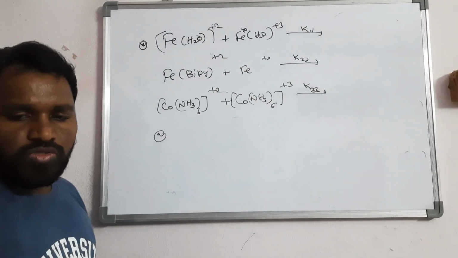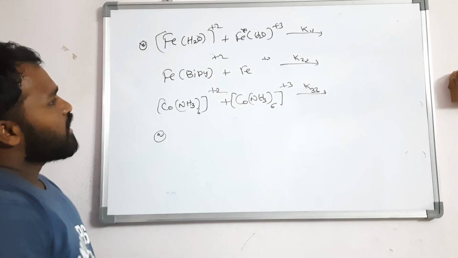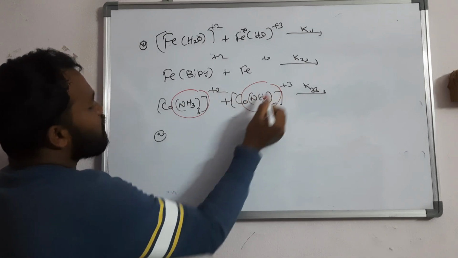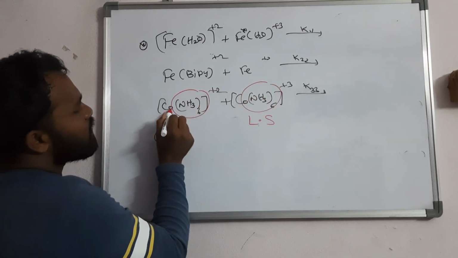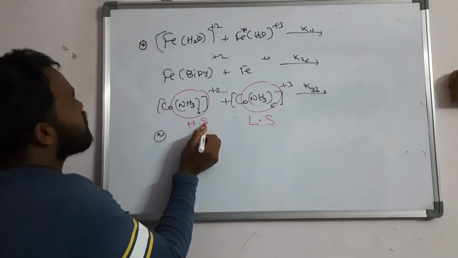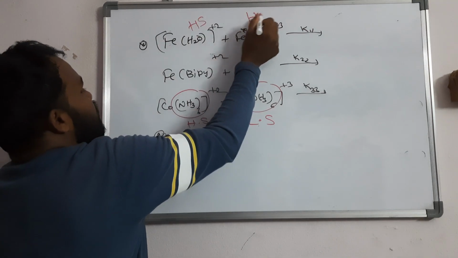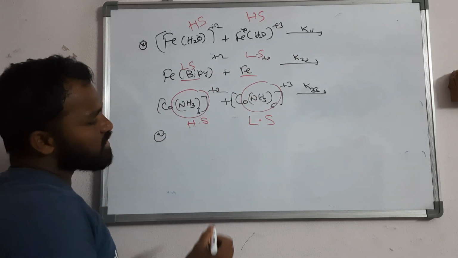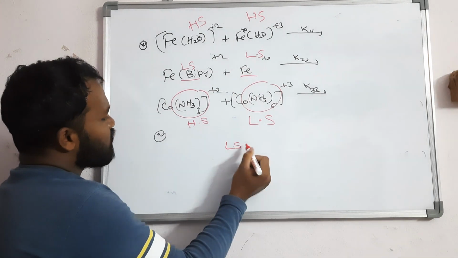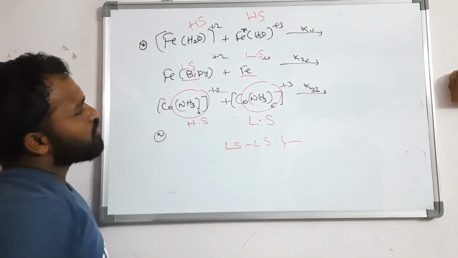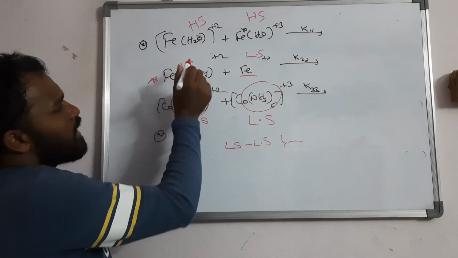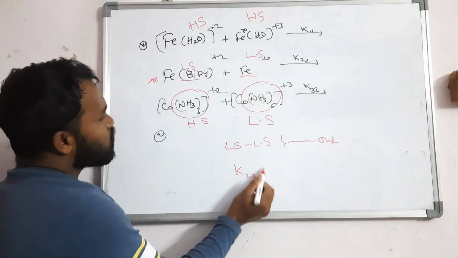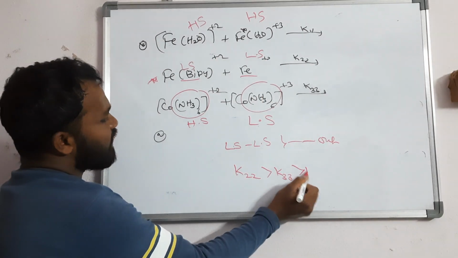Generally this is an outer sphere mechanism. Considering this, cobalt plus 3 is a low spin complex and cobalt plus 2 is a high spin complex. Here both are high spin, and here both are low spin. Generally the outer sphere mechanism favors low spin complexes, so it is more suitable for the iron bipyridyl system. So the answer is K22, then K33, then K11.